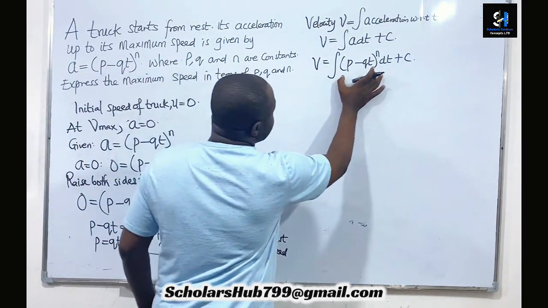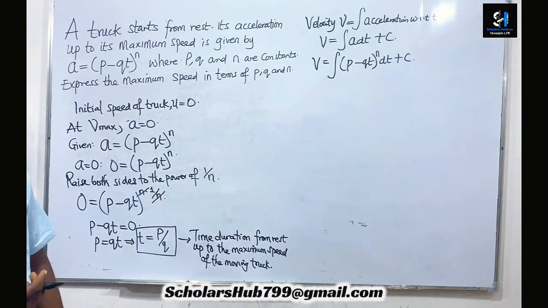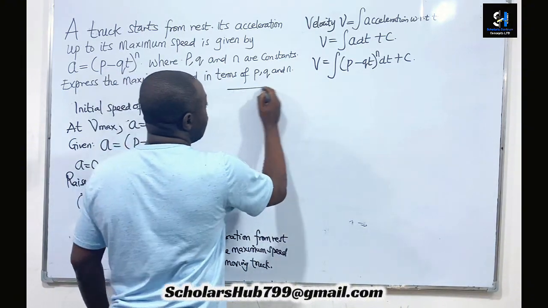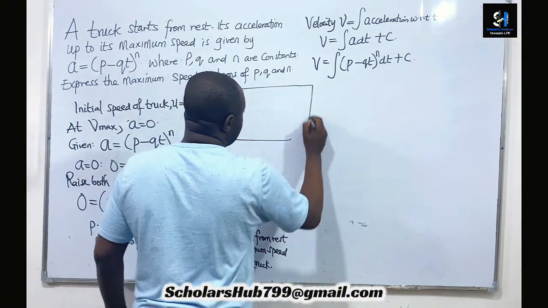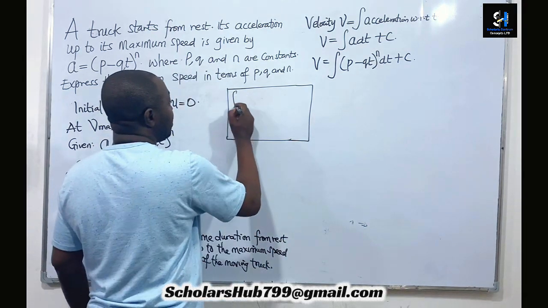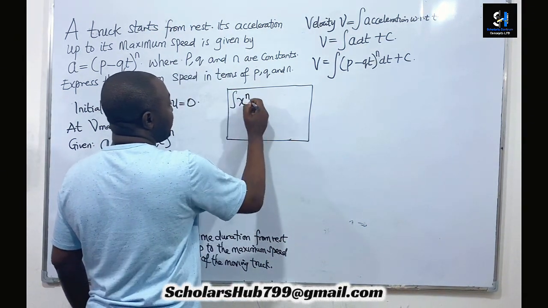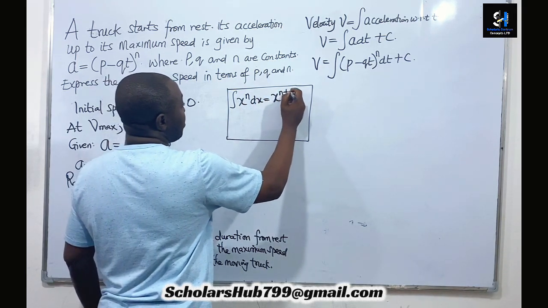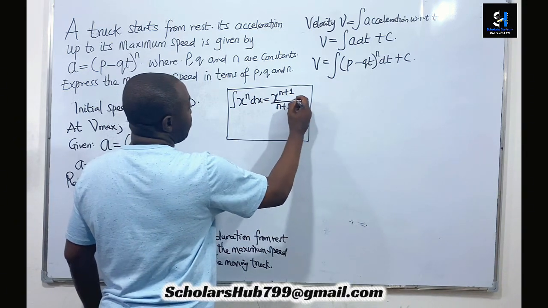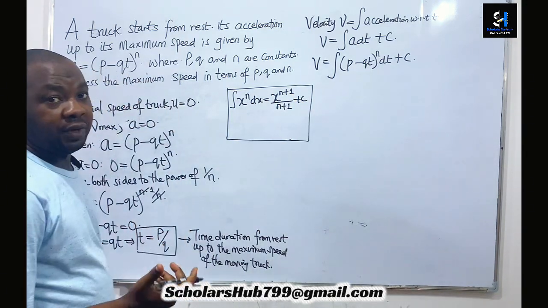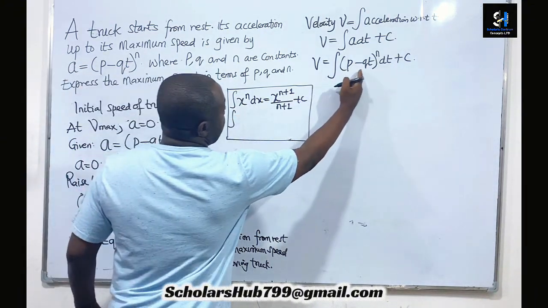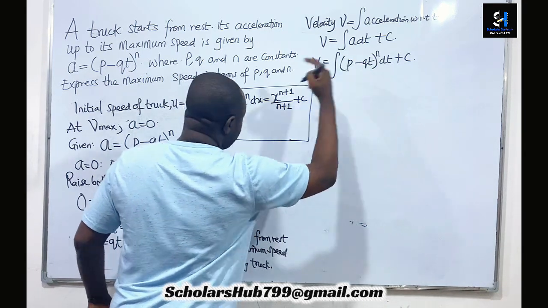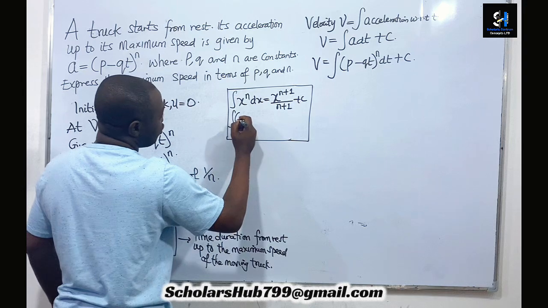Now to integrate this, I'm going to use the method of substitution. To use the method of substitution, let's not forget one of the general rules of integration. One of them is that if you have the integral of x raised to the nth power with respect to x, this will be x raised to the power of n plus 1 over n plus 1, plus the constant of integration. But because we have an algebraic expression, that is P minus Qt, within the parentheses, I can use this one.